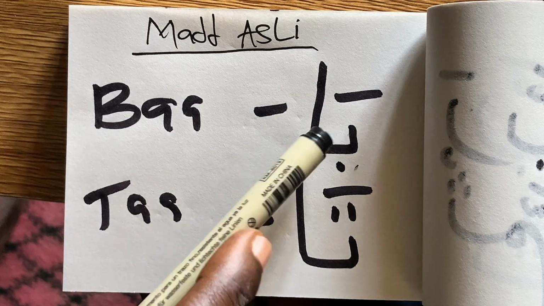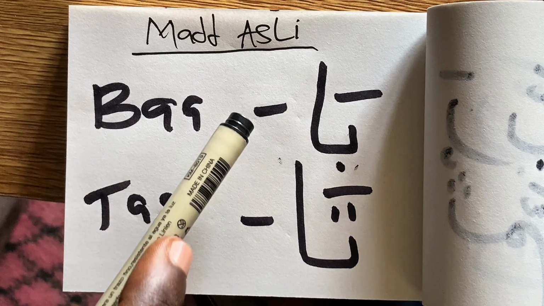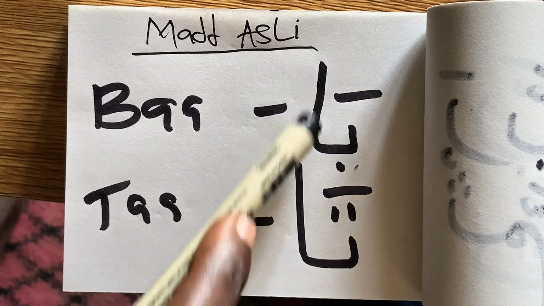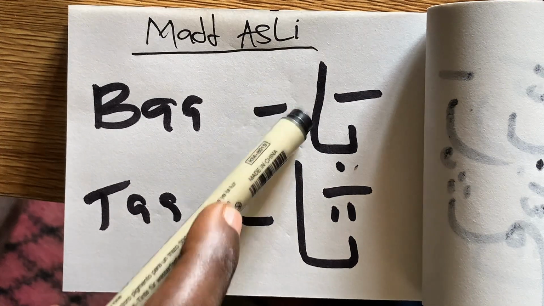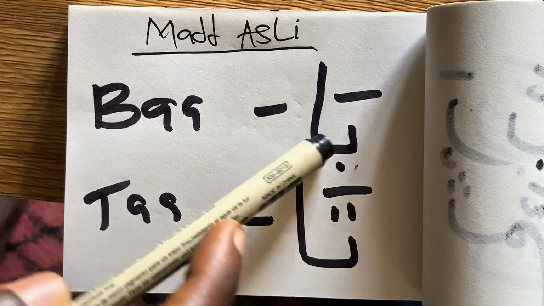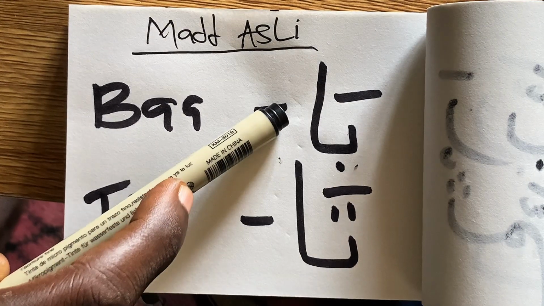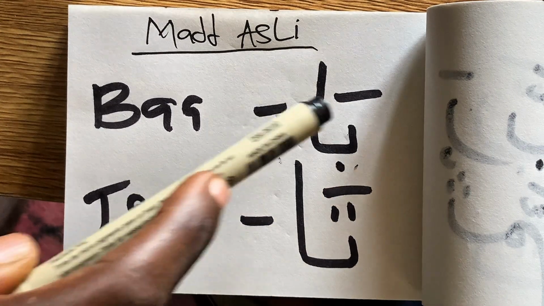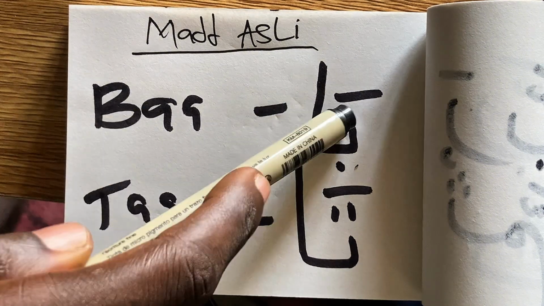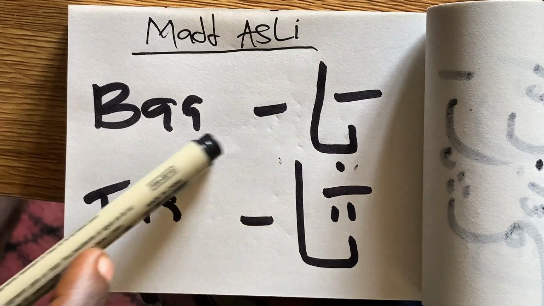Alif, you can see it. That's what we call alifun madda. Ba fatha ba, bi alif madda ba. You can see it. Ba fatha ba, bi alif madda ba.